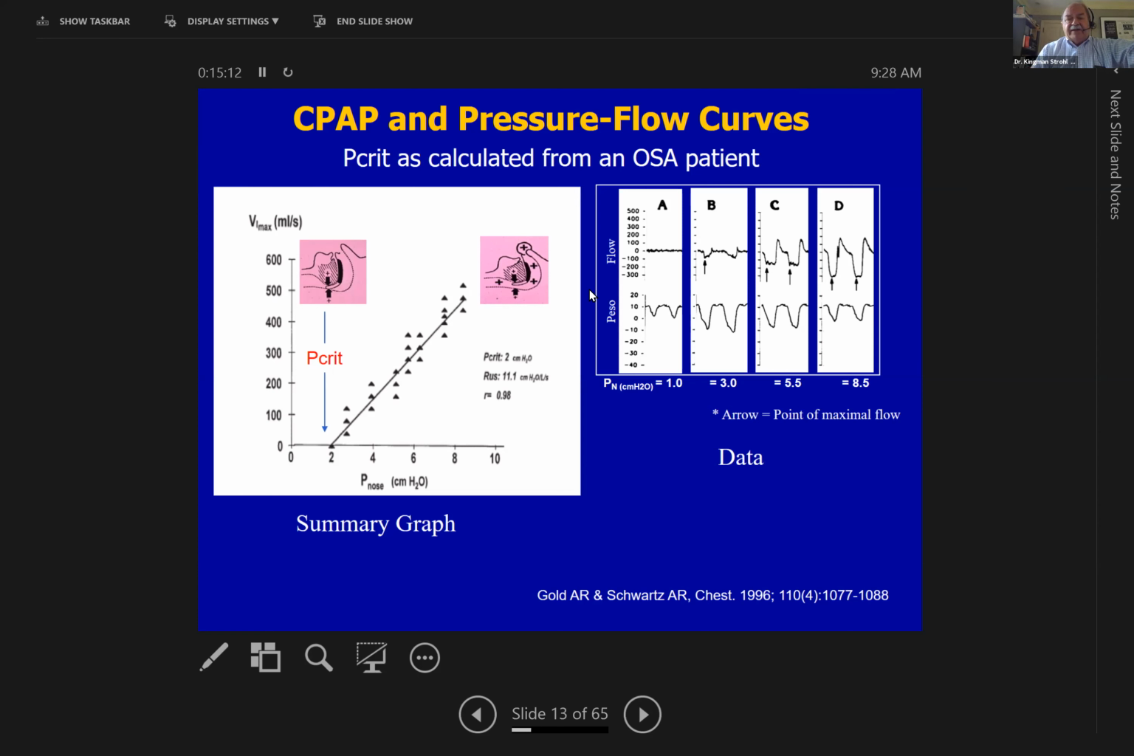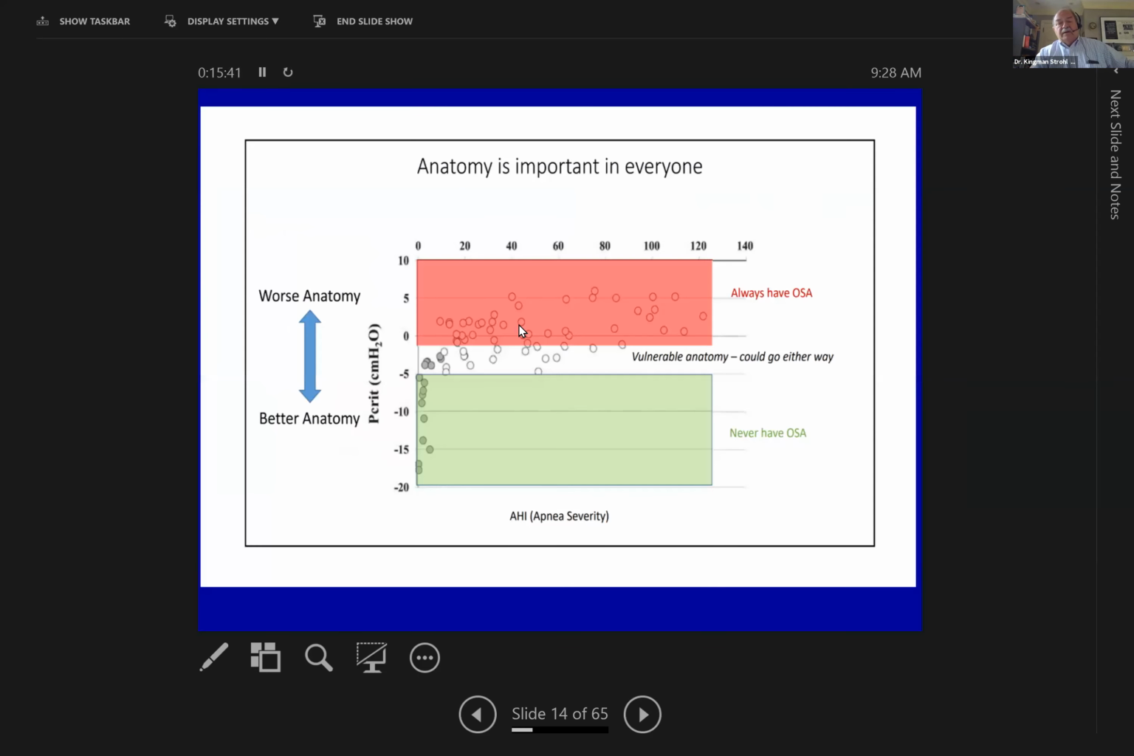So CPAP counteracts this, and you can see this peak crit can be calculated there. At the end of the fellowship last year, and what we'll start doing now, every time you see a CPAP titration in the PSG lab, you can construct these pressure flow curves and find out what the peak crit is. You can estimate the peak crit of this particular person. So peak crit is important in everyone with obstructive sleep apnea.